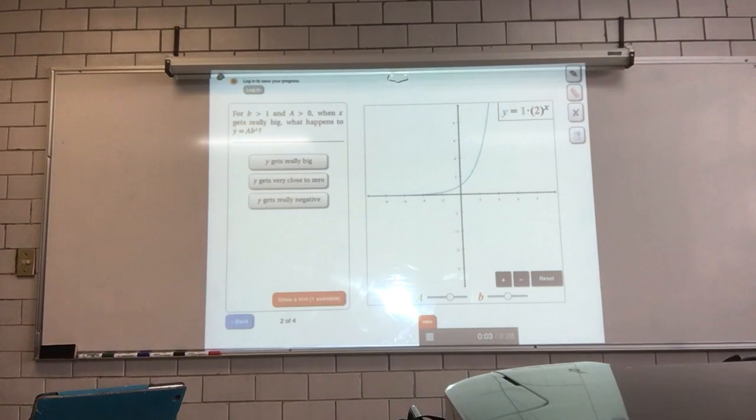Now here's a graph of an exponential function that you can change. You can drag this slider here to change the a, the coefficient in front of the exponential. And you can change b, the base of the exponential, by dragging this slider. So the question here is, let's say that b is greater than 1 and a is positive, it's bigger than 0. As x gets really, really big, what happens to this function?